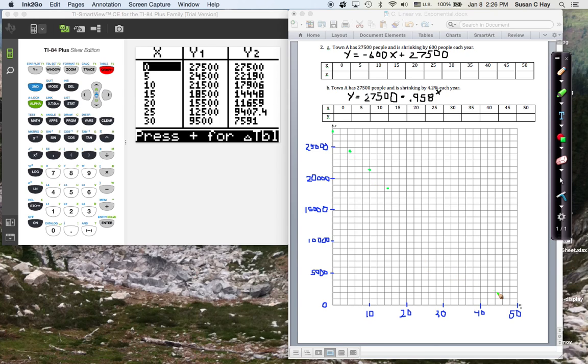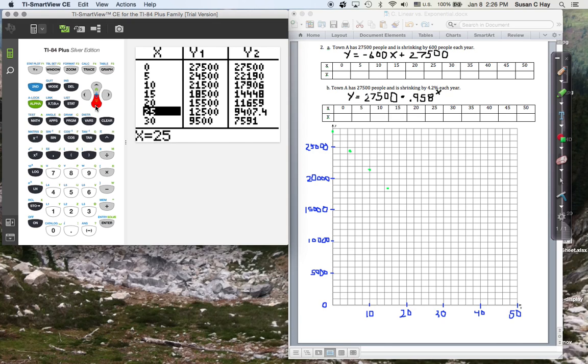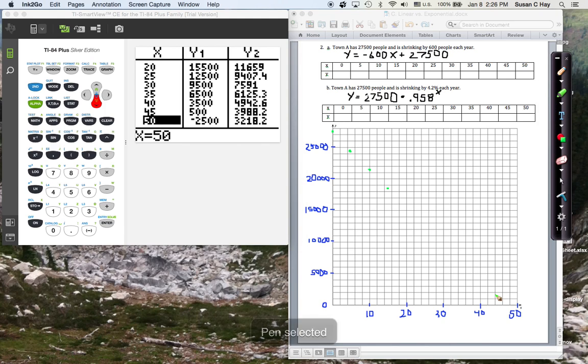I'm not going to put them all in here because I don't really need to. Since they fall on a line, I can just scroll down to 40, 50 years. At 45 years, let's put in the 500. So at 45 years, it's at 500. 45 years is right there, and it's at 500.